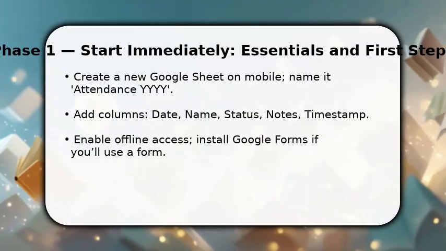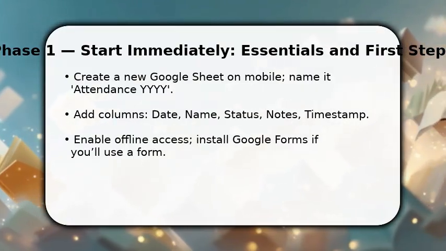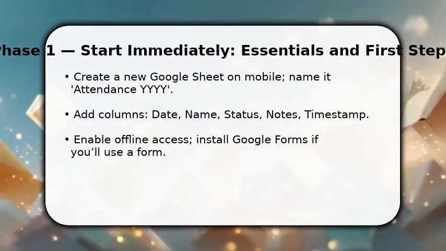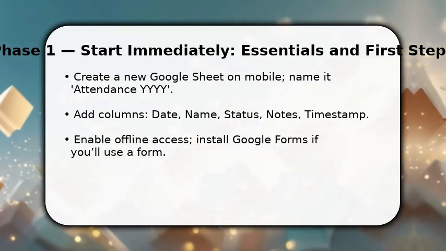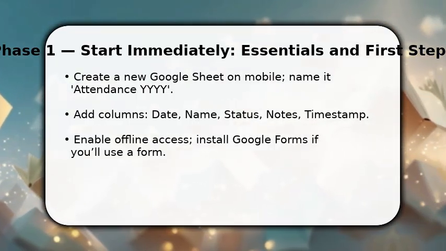You start by opening Google Sheets on your phone and creating a new file called Attendance with the current year. Add columns for date, name, status, notes, and a timestamp column to record when entries occur.